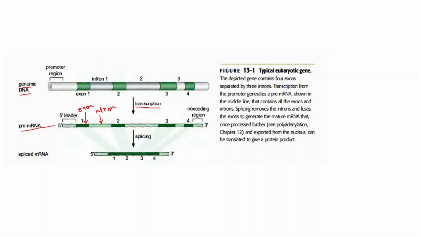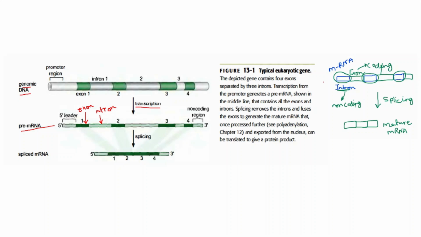Now as you can see on the right hand side I have shown you another figure. This is the pre-mRNA, and here the blue regions are the introns and the green regions are the exons. What happens in RNA splicing is that these blue regions, the introns, are removed and all the exons are joined to form the mature mRNA. So this is the basic of RNA splicing, where all the introns are removed and exons are joined.